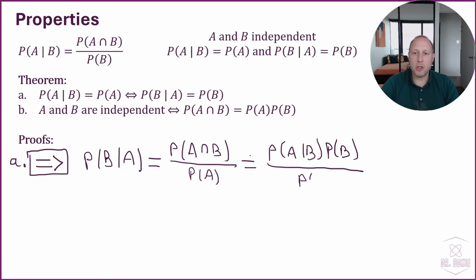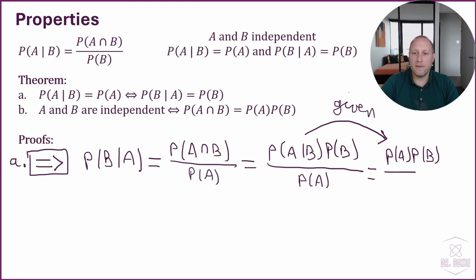The denominator doesn't change. And now we use what is given to us in this side of the proof, namely that P of A given B is PA. So what we're left with is PA in the numerator times PB, where I used here the given of this side of the proof, divided by PA, and this is exactly PB. The PA in numerator and denominator cancels out, and so this proves this side of the equivalence.